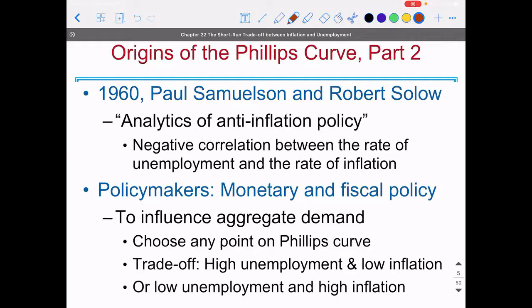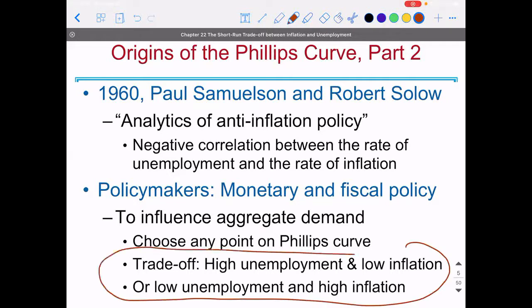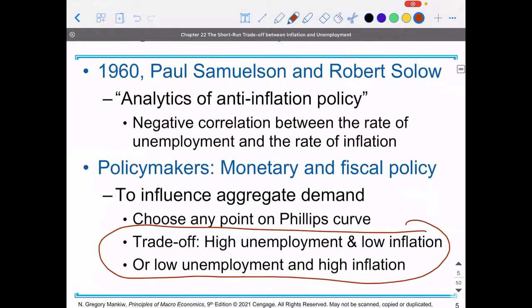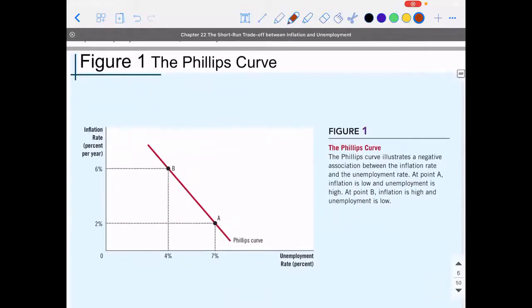What Samuelson and Solow did allowed it to be presented to policymakers at the Federal Reserve and in the federal government that they basically need to make a choice. What are they going to choose? They have to choose one or the other. But the power was they can choose one or the other. You then just have to decide which one is better to have, low inflation or low unemployment. But you can't have both. This is in essence what's being said in this chapter.